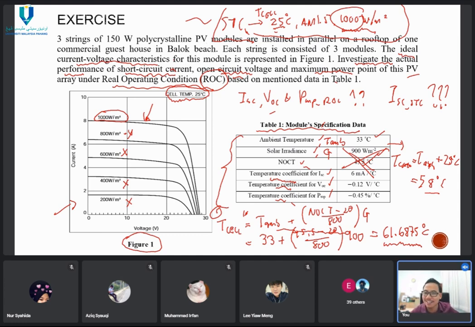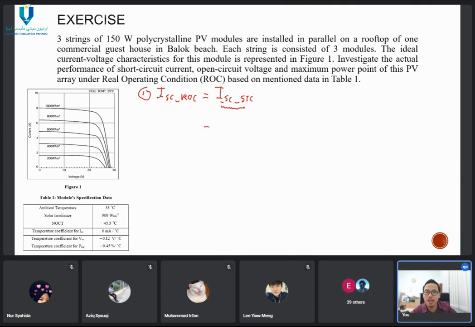And luckily Shahida tried and got it right. Remember, this is ISC and this is VOC. So ISC is 8. Correct. We get ISC equal to 8 amps, because we calculate the ISC first. So here we get ISC STC, which is 8.0.